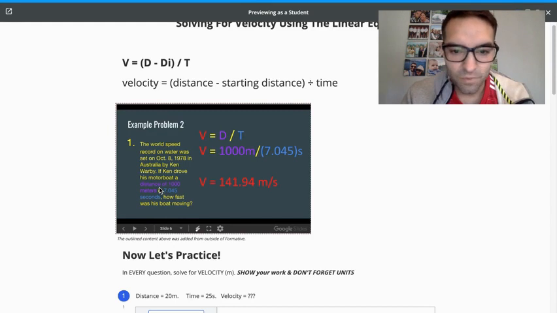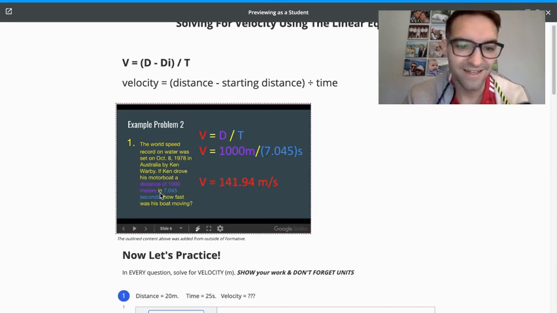Another word problem example, but identical. The world speed record in water was set October 8th, 1978 in Australia by Ken Warby. If Ken drove his motorboat at a distance of 1,000 meters, there's a distance, in 7.045 seconds, there's a time. How fast was the boat moving? Boom. There you go, 141.94 meters per second.